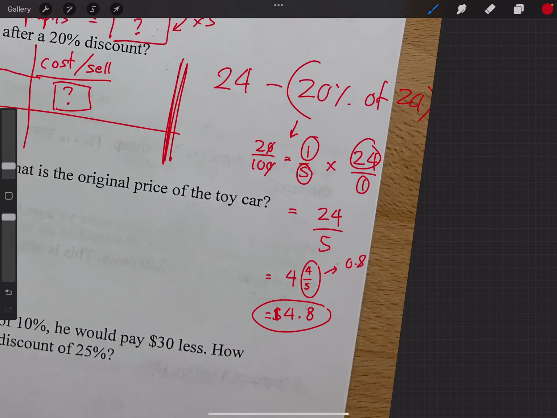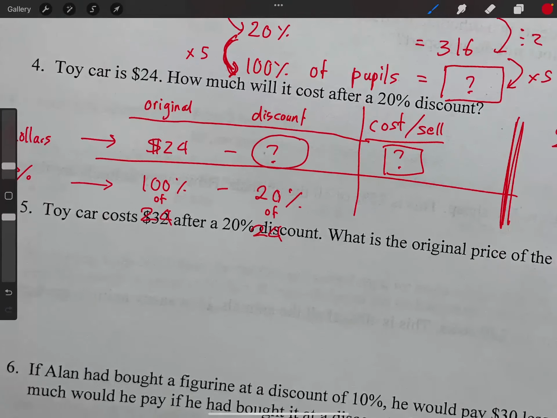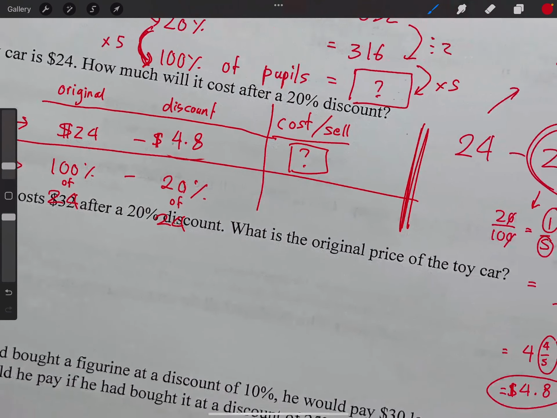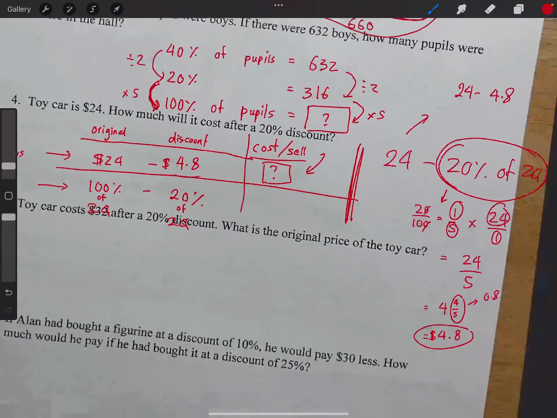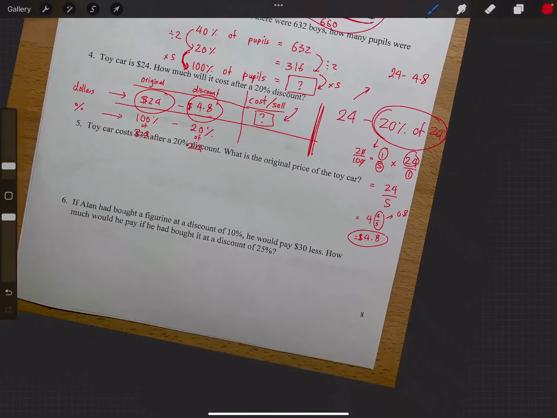Okay. So what we have here is we have $24, take away $4.8. Take away the 20%, which is the $4.8. So here, if you have a look, the discount, we figured it out to be $4.8. Now you can find the sale price. Just do a subtraction. 24 take away 4.8 is what? Work it out. Get the answer.